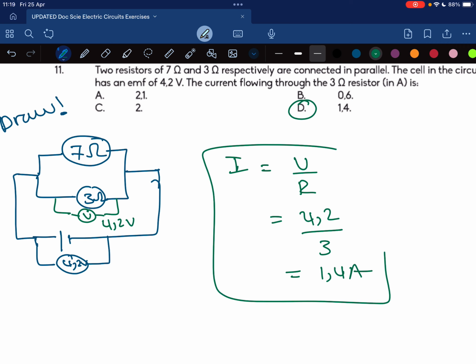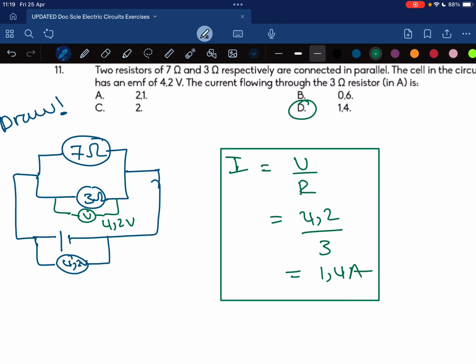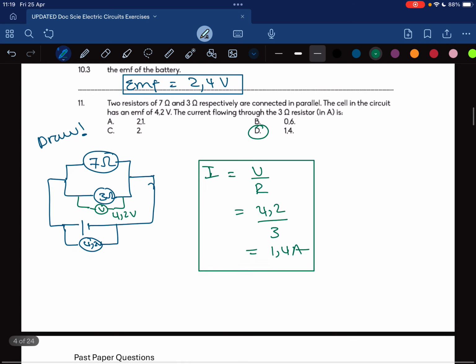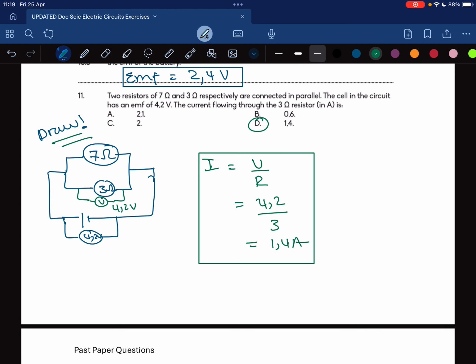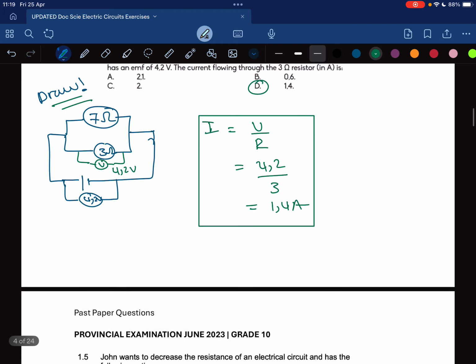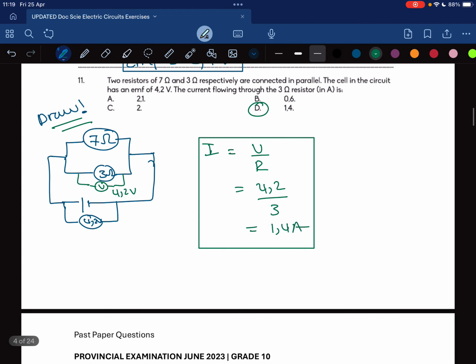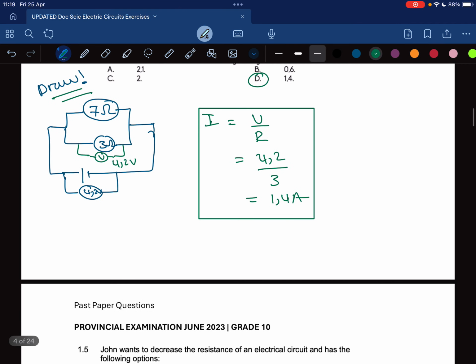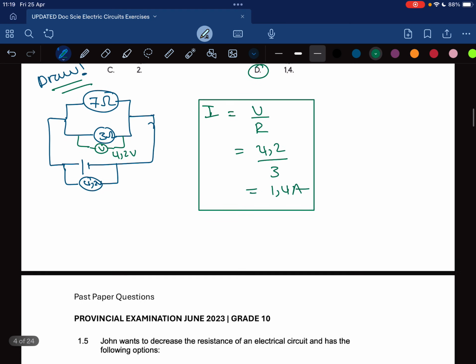So you had to calculate this. Okay, so please just take note of that and make sure that you draw. Okay, it's not a question that you can just visualize. Okay, and that's the corrections for the homework.